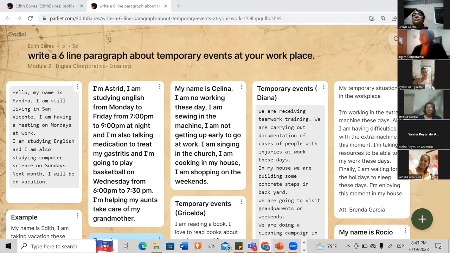So let me just break out the rules. We have, okay, 14, six rooms. I'm going to create six rooms. Y mañana lo vamos a terminar, ¿ok?